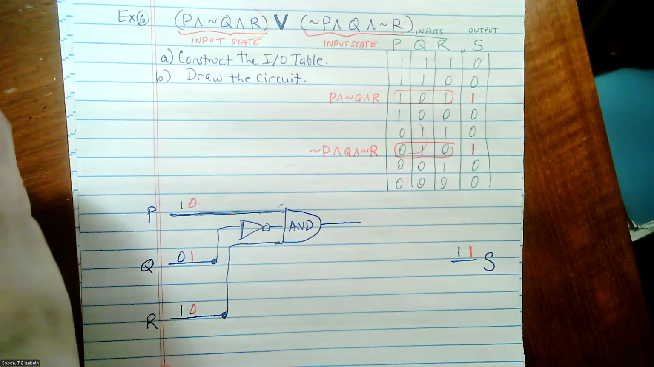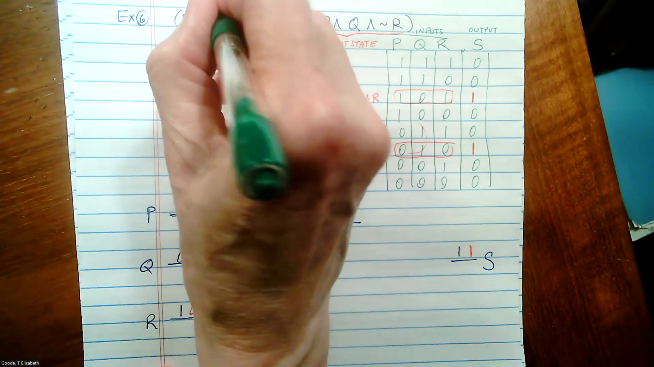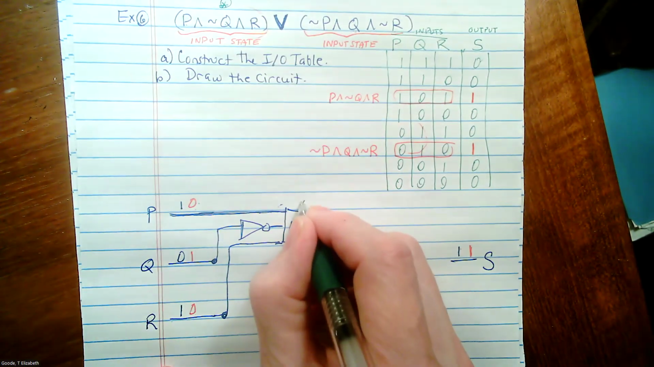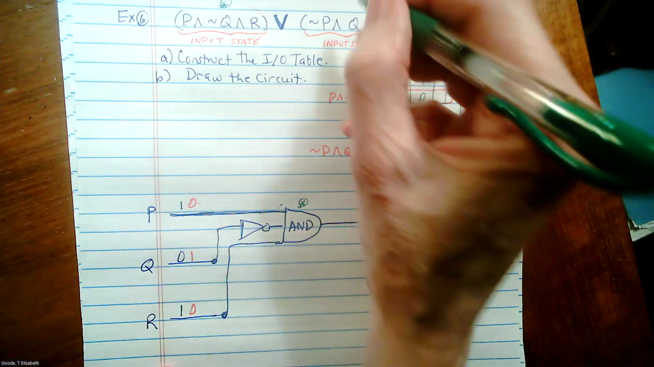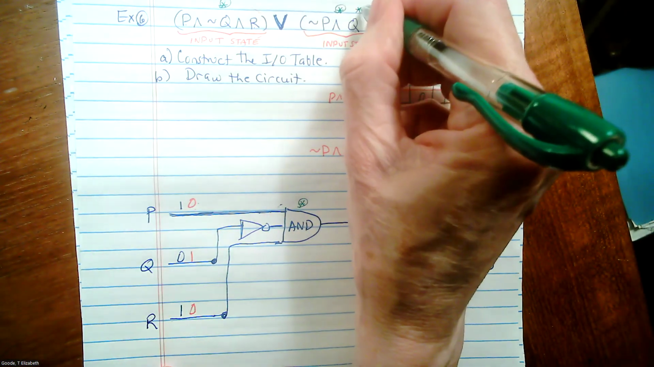See? Okay, we can call this star. This is our AND gate for star. Now we're going to build the AND gate for the double star.